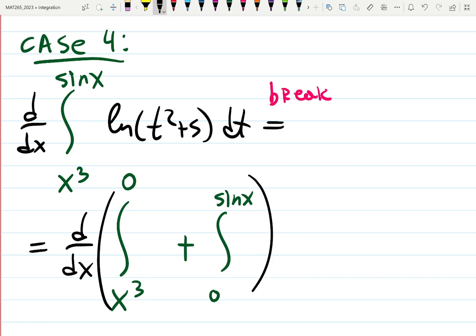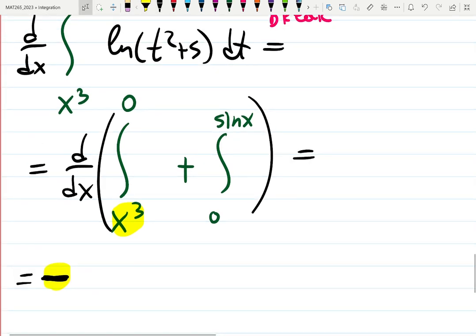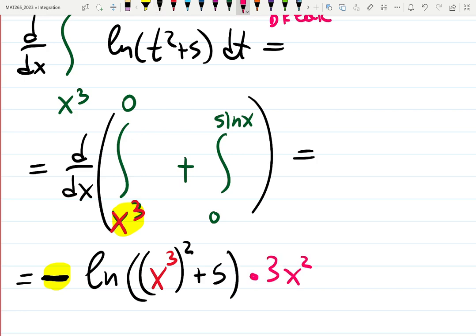Case number 1, plug in, take the derivative. No, that's case number 3. And then case number 2 when you flip first. So let me finish this for you. The first case, I'm going to put a minus sign, right? Because it needs to be flipped. If you see that a is not fixed, you need to flip it. And by flipping it, I will do a minus sign. I will write down natural log of t squared plus 5. And instead of t squared, I'm going to plug in x cubed, x cubed squared plus 5. And that is not the end. Times 3x squared. That's the first integral.